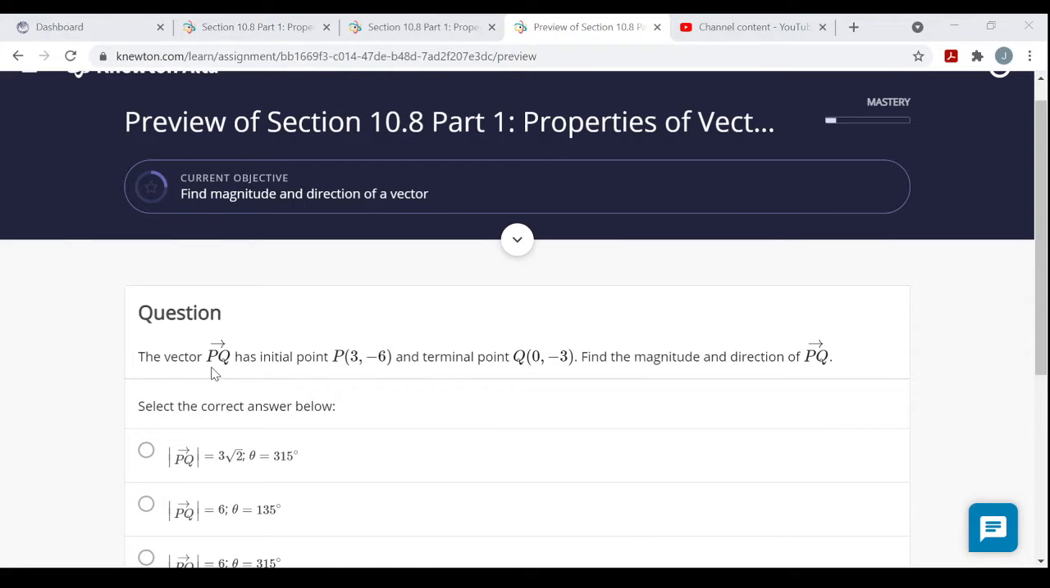Alright, so we have the vector going from point P to point Q. It has initial point P at the point (3, -6), and terminal point Q at the point (0, -3). We're asked to find the magnitude and direction of vector PQ. So what I'm going to do is write the vector PQ as a position vector. I'll first draw this, and then we'll draw it as a position vector starting from the origin. So let me go to some paper here, and I'll draw this out.